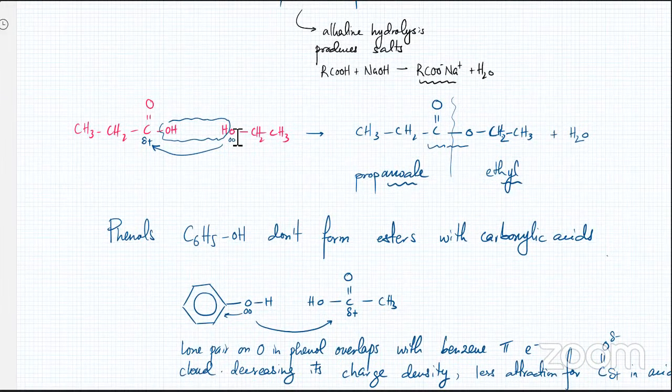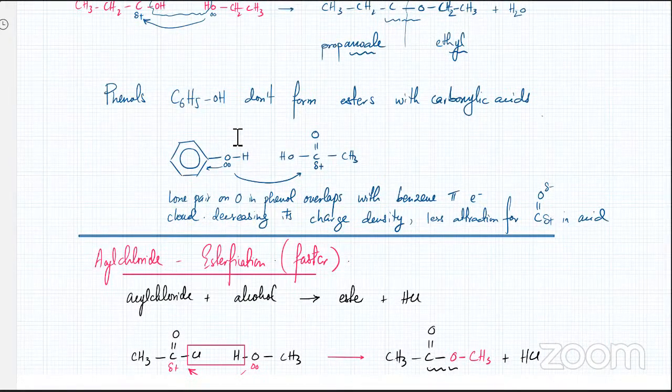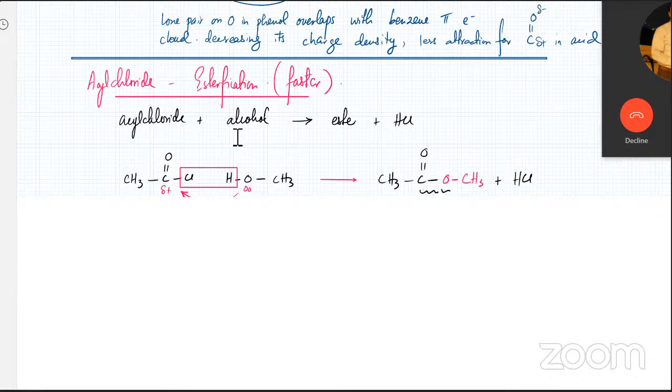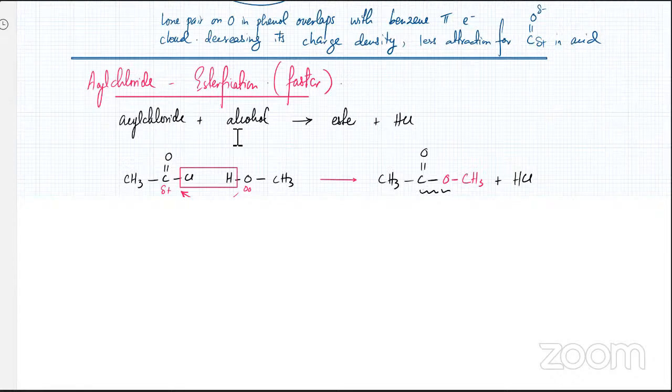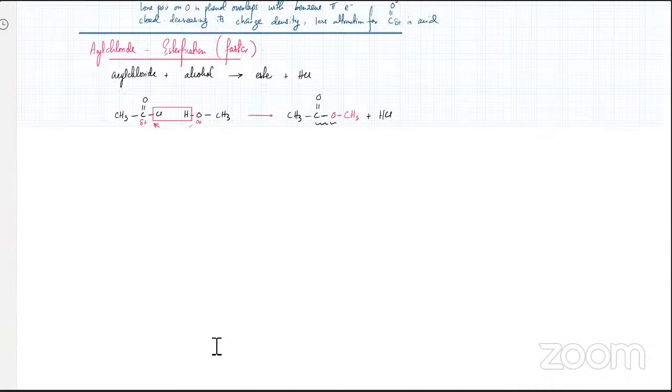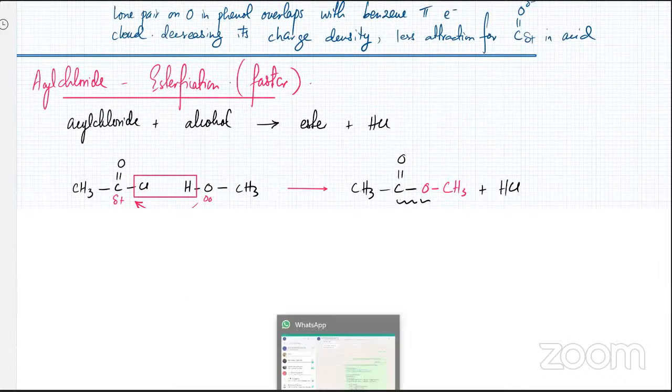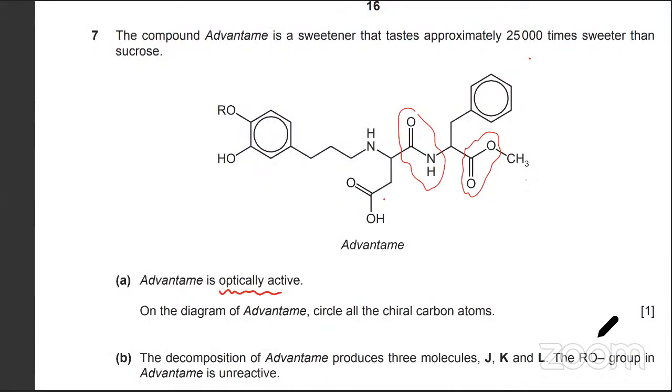One thing that you should remember, the new thing, is that acyl chlorides also form esters in the same way. There's no difference. There's an alcohol and there's an acyl chloride, and they react together to form an ester in exactly the same way. But anyways, coming back to the question, these amides and these esters can be broken down.